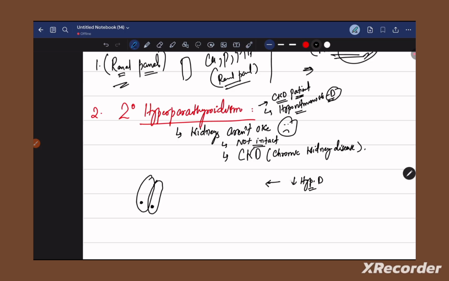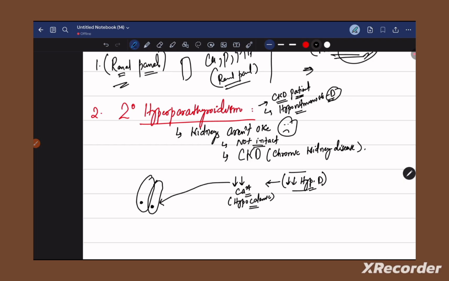Okay, when the patient is deficient in vitamin D, there will be decreased absorption of calcium. Okay, means the patient will be hypocalcemic. When the patient is hypocalcemic, what will happen to the parathyroid gland? It will activate the parathyroid glands.